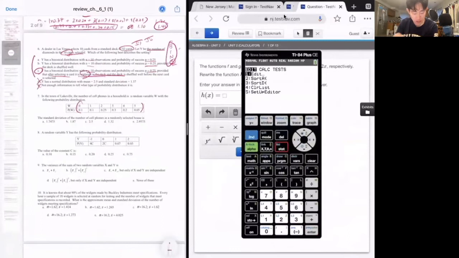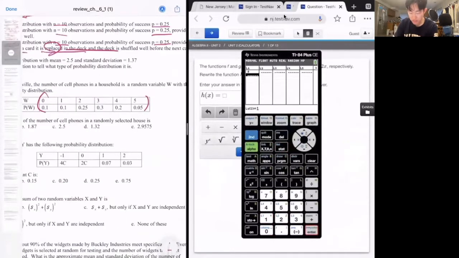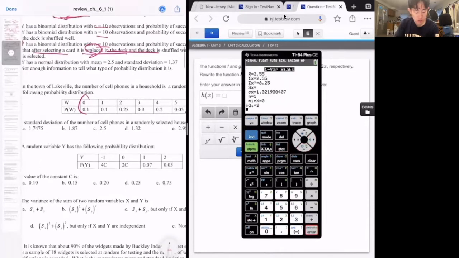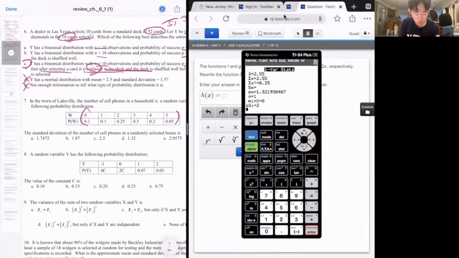Number 7, I believe that this is just a calculator problem. So go to your stat list. I'm going to just put all of this in, and the probability respectively. All right, so now with that, I'm going to do stats, calc, one variable stats, and the frequency list with list 2. And so it gives me all of these things. Standard deviation, it seems to me it's 1.32 from that answer right there. So that's just a simple calculator question.